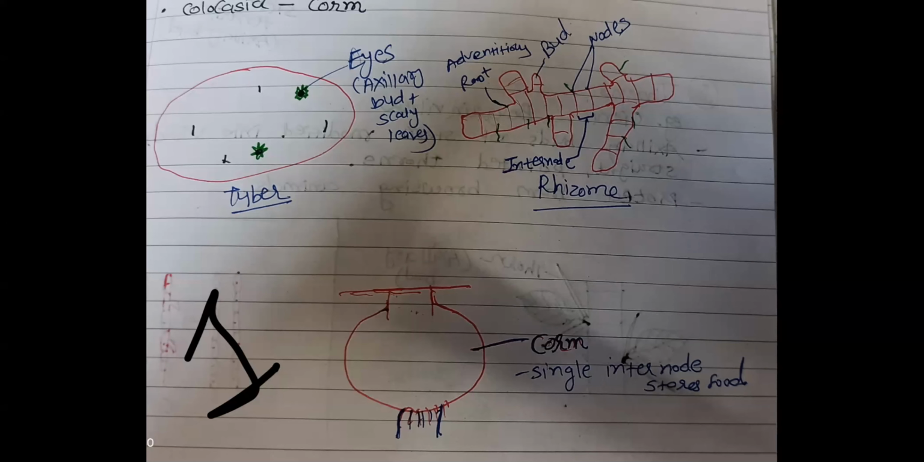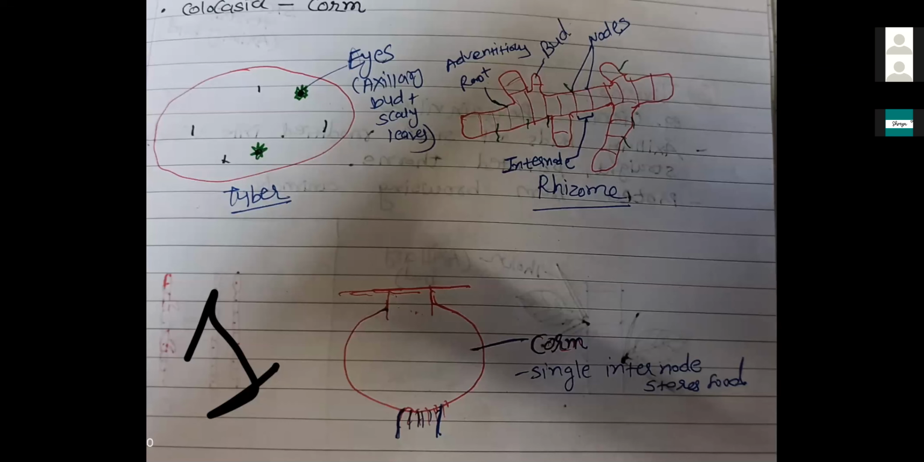Correct. Very good. Next. In that, first example, potato tuber. Second example, ginger, that we call rhizome or rootstock. And third, that is corm, zaminkand, amorphophallus, or the colocasia. Okay. Next type of modification is which one?